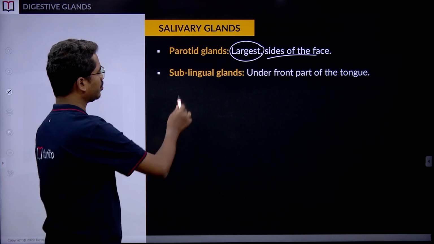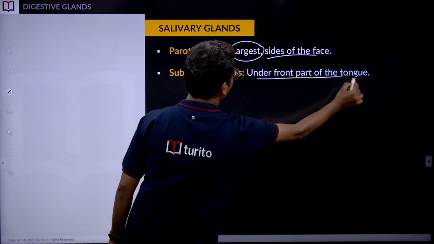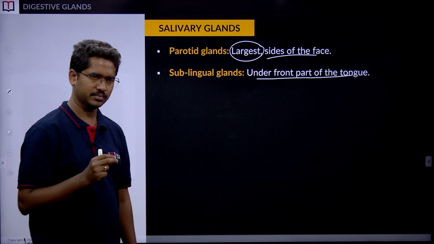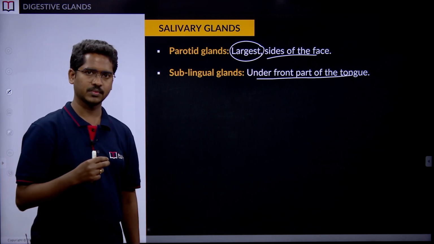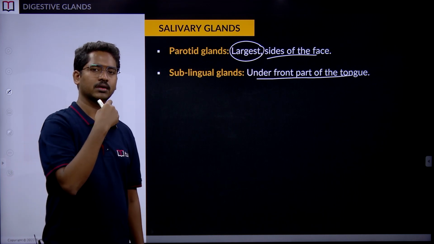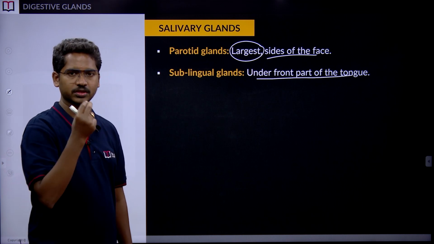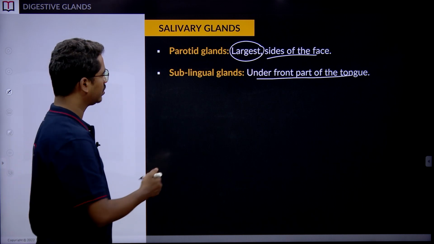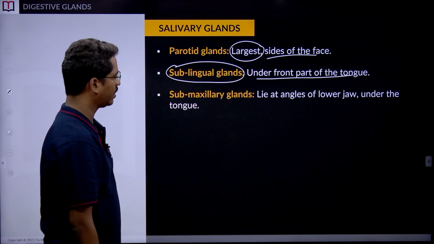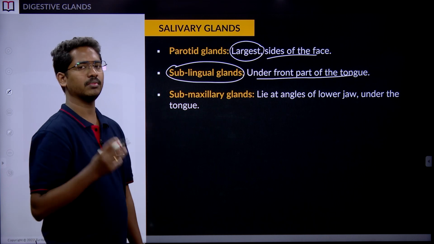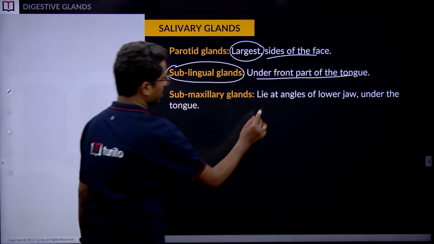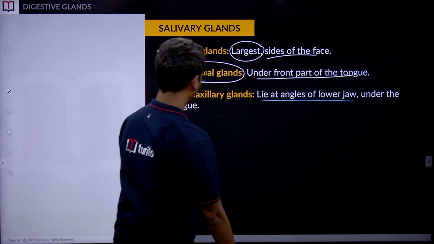Next we have the sublingual glands under the front part of the tongue. They are present under the tongue, that is what sublingual means. They are just present at the topmost or front part of your tongue, and just below that part you will find the sublingual glands. The submaxillary glands, or the mandibular glands, lie at an angle on the lower jaw under the tongue.